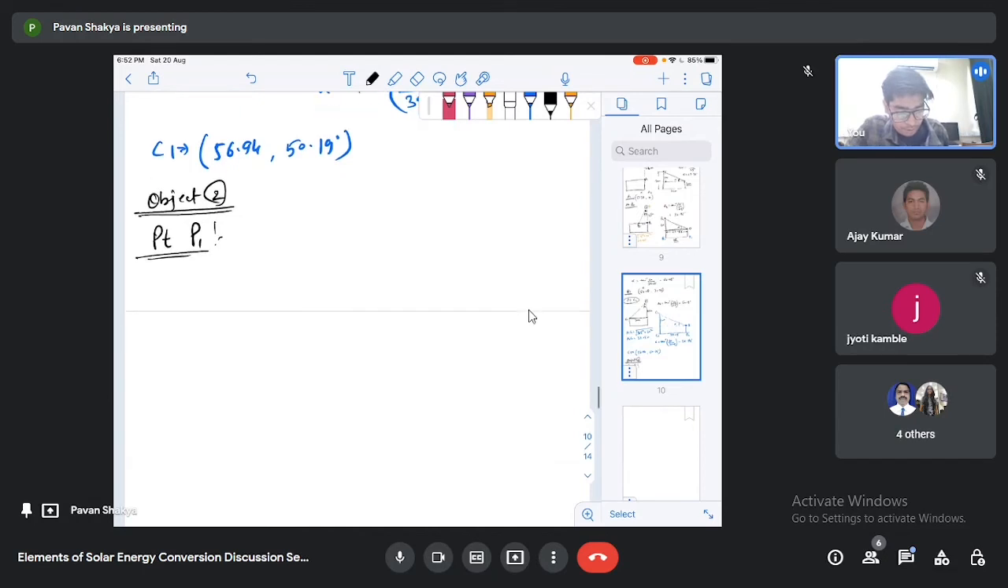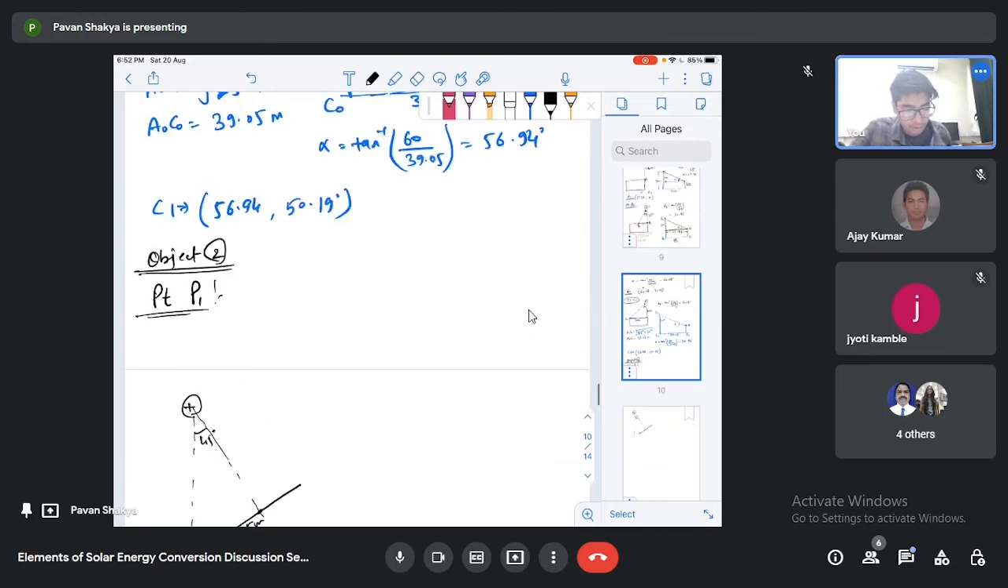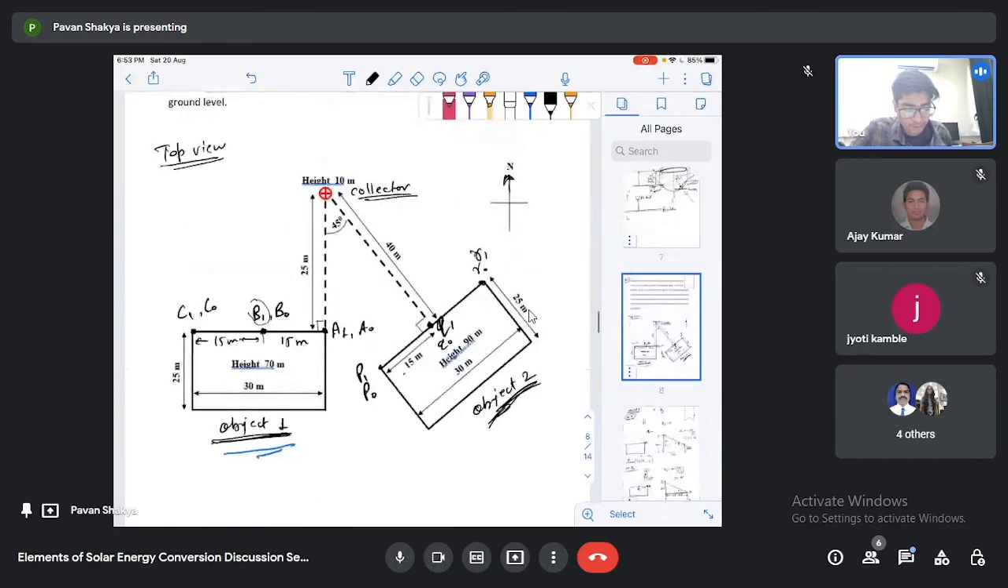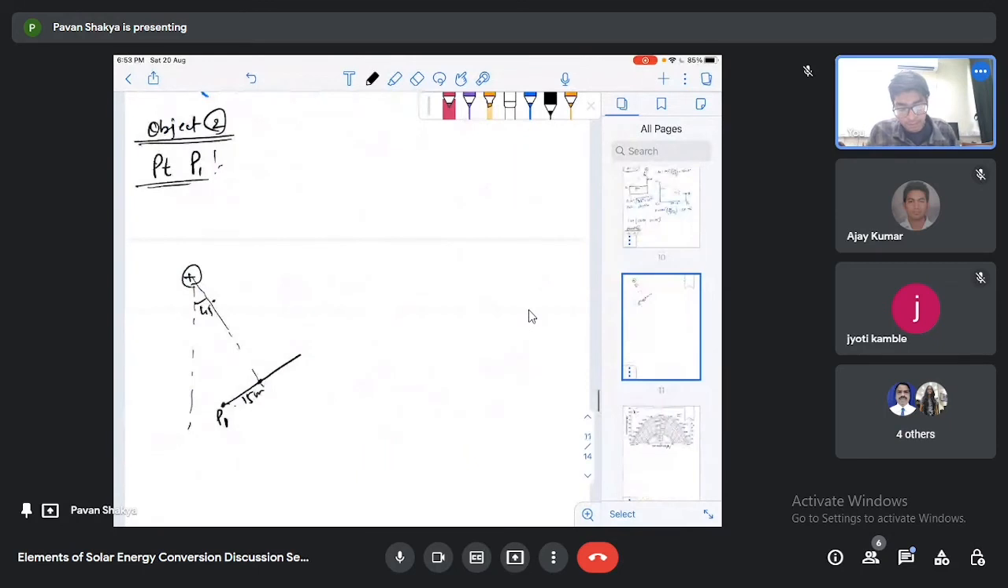I will draw the figure. This is our collector. This is a 45-degree angle, and this one is our P1 angle. This one is given as 15 meter. Yes, it is given 15 meter. So first we have to calculate the azimuth angle.